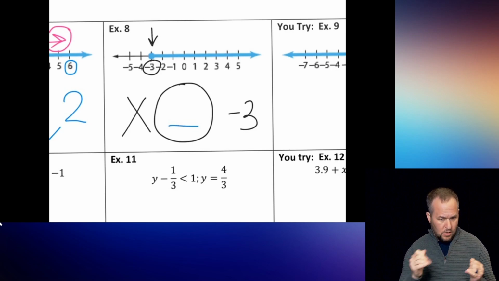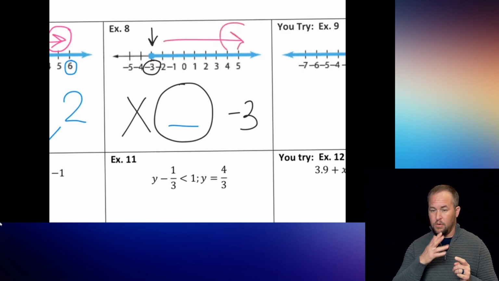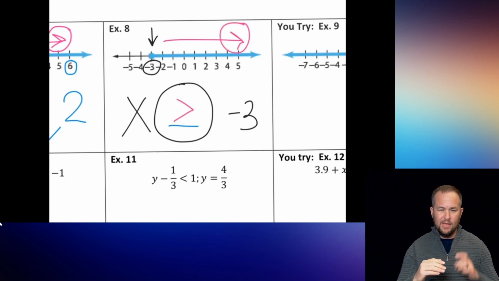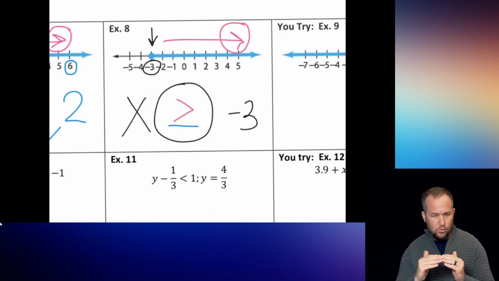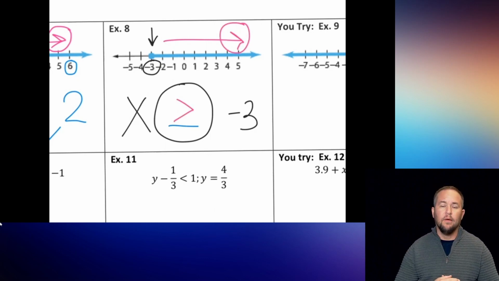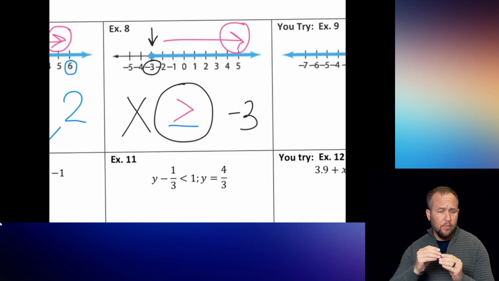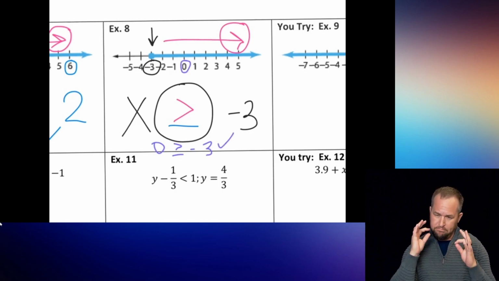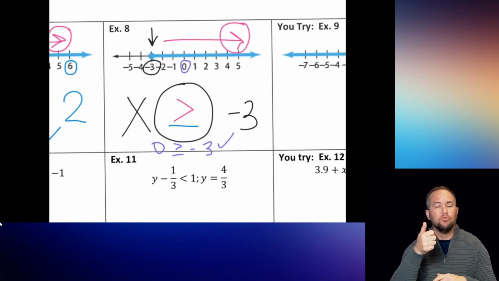And again, now I just need to figure out, am I going in this direction or am I going in this direction? Because I'm shading this way, I'm just going to look at my inequality symbol, and I see that arrow is pointing this way, so x is greater than or equal to -3. Again, plug in a number, so I could just use 0 in this case. 0 is greater than or equal to -3. It definitely checks out. All right, go ahead and pause the video, and I want you to work example 9.